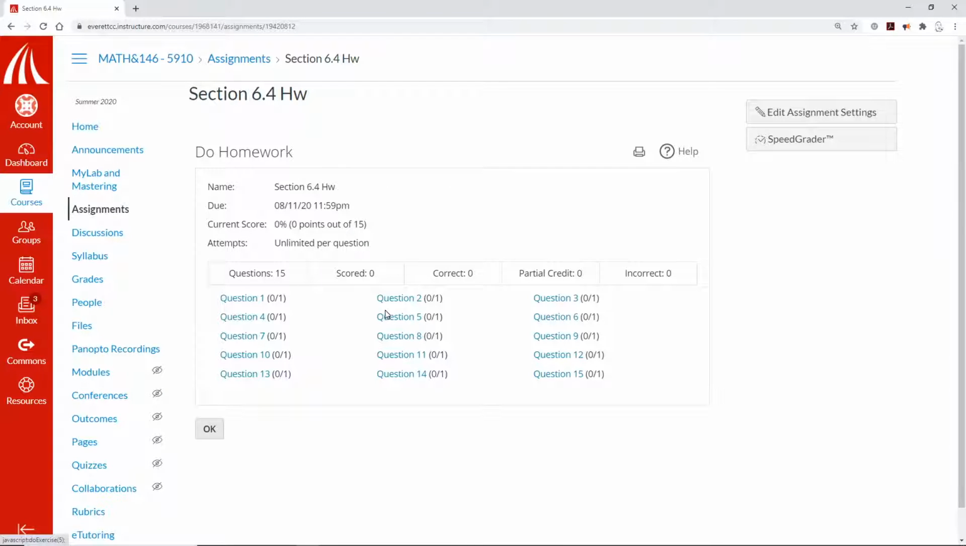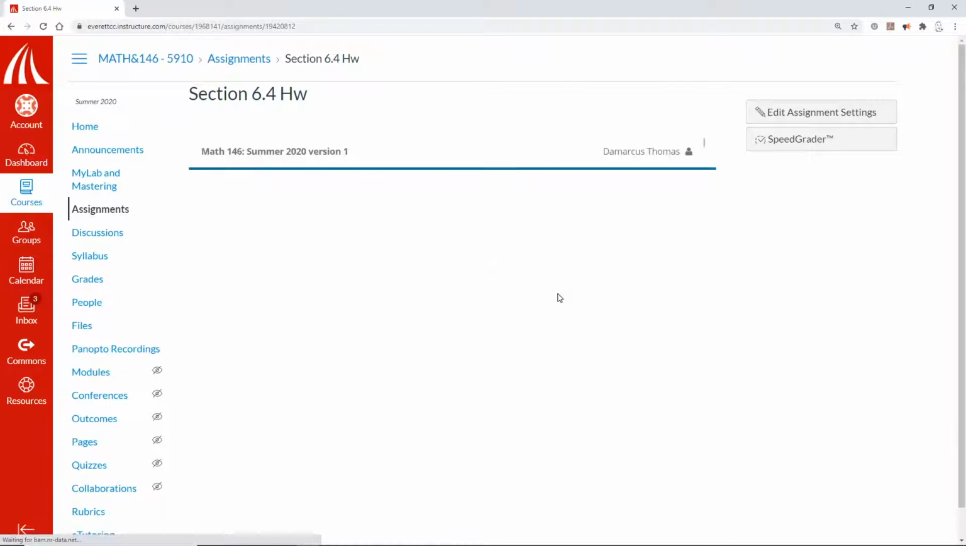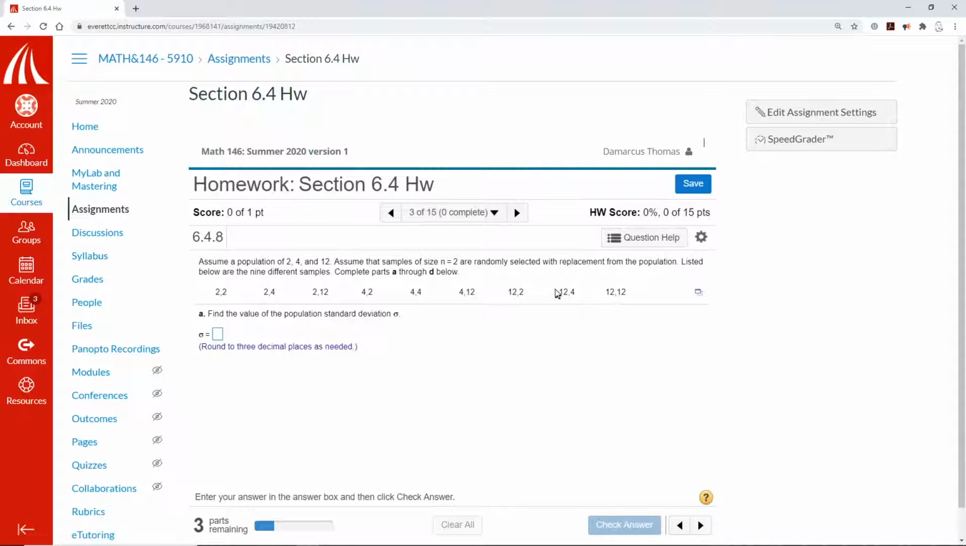But let's look at question number 3. Assume a population of 2, 4, and 12. So that's my population, just 2, 4, and 12. Assume that samples of size n=2 are randomly selected with replacement from the population. Listed below are the 9 different samples. Complete parts A through D. All right, so the first question is find the value of the population standard deviation.